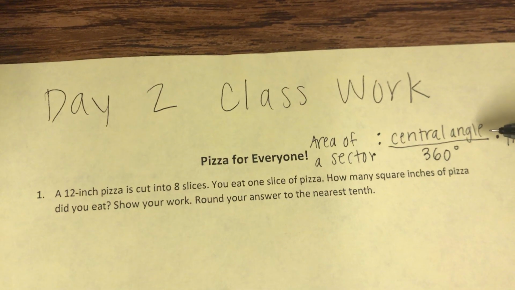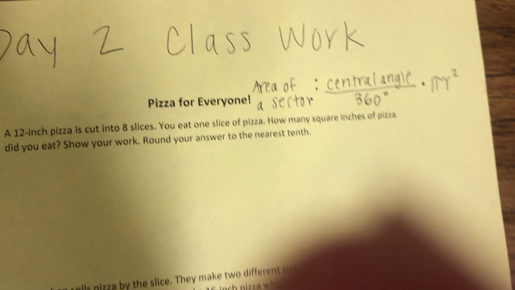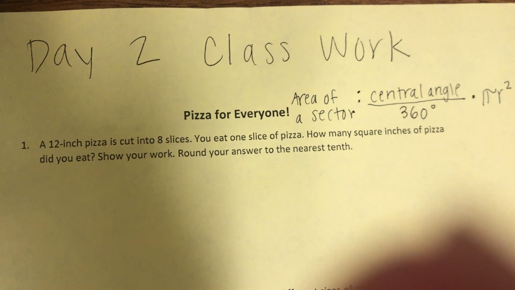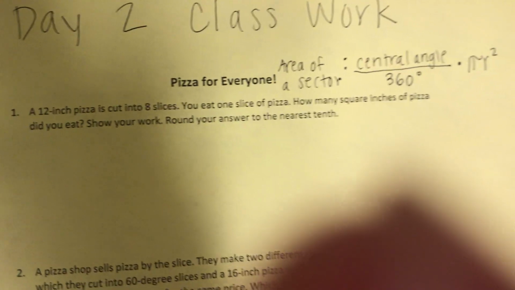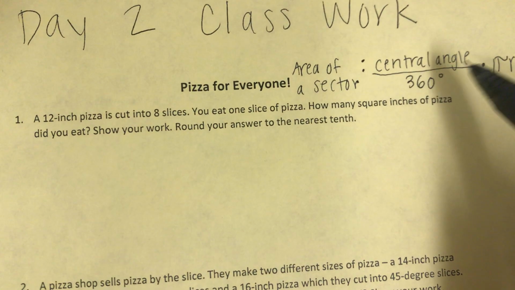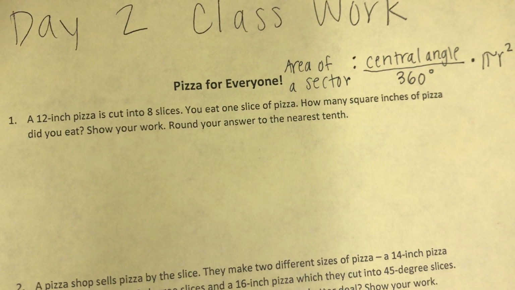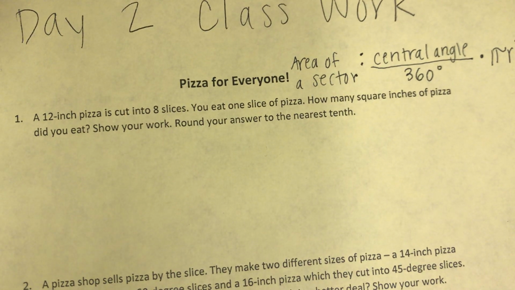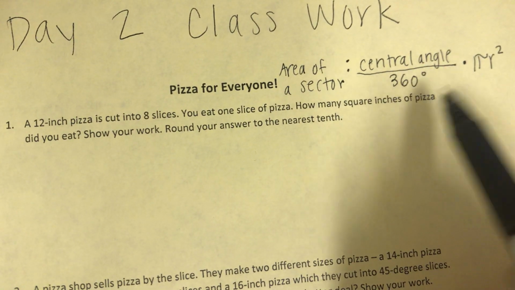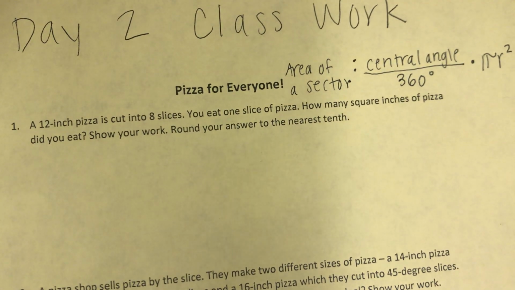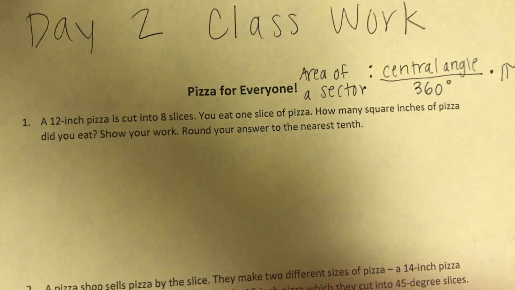Remember, it's the central angle divided by 360 degrees times pi r squared, which is the area of a circle. The reason we have this fraction is because we only want the area of a fraction of our circle, not the whole area, which is this right here. By multiplying by this fraction, we just get that small area that we want, that piece.